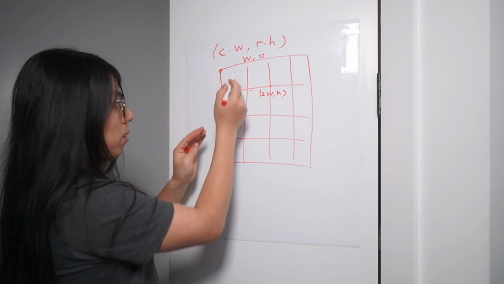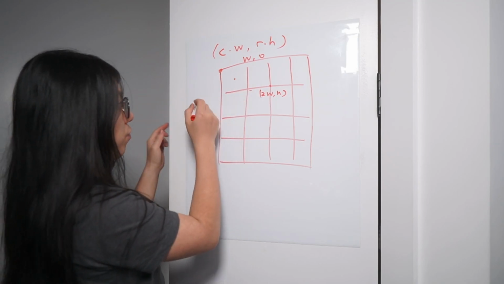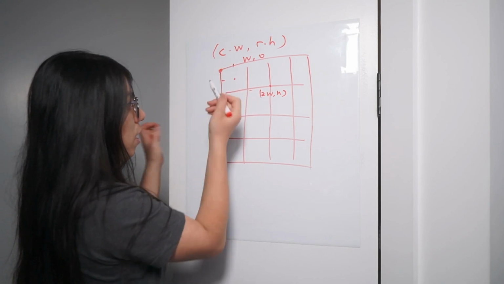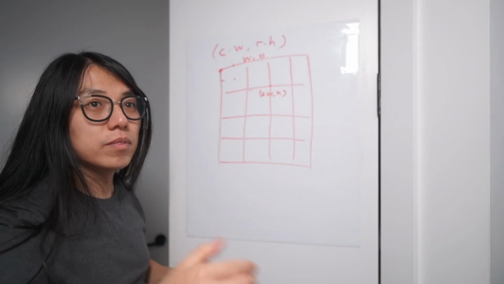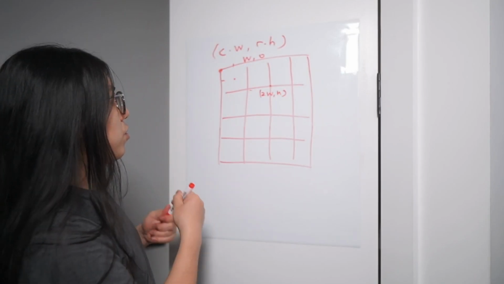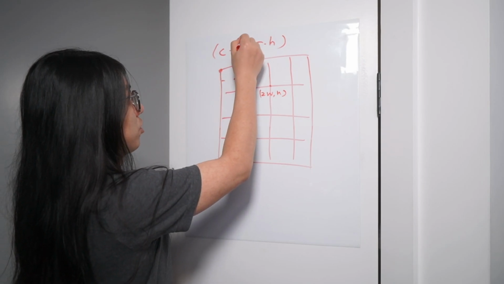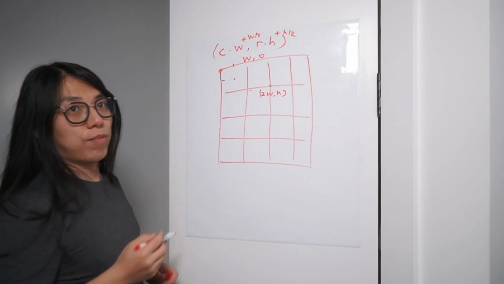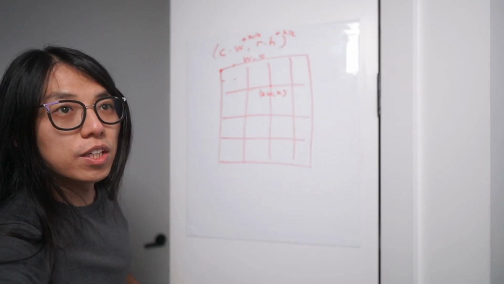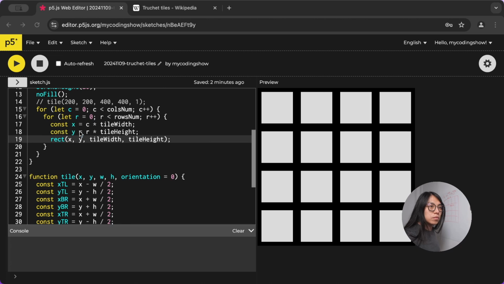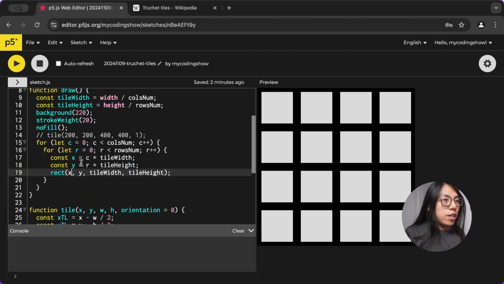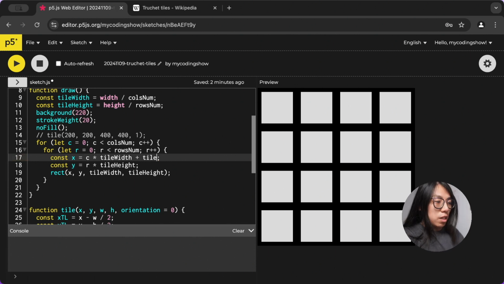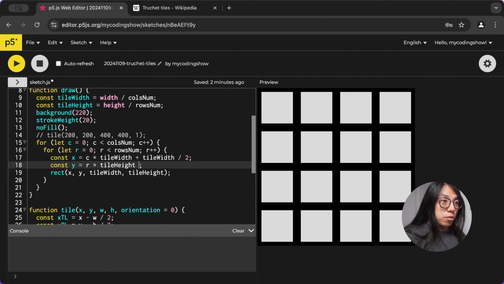How do we get the center part? If you want to get the center, we really just need to shift by half of the width and half of the height, similar to what we did earlier. When I say shift, all I'm saying is beside this, let's just add half of the width, and add half of the height. And let's do that in our code. So right now, instead of x and y, what we can do is plus tile width divided by 2, plus tile height divided by 2.